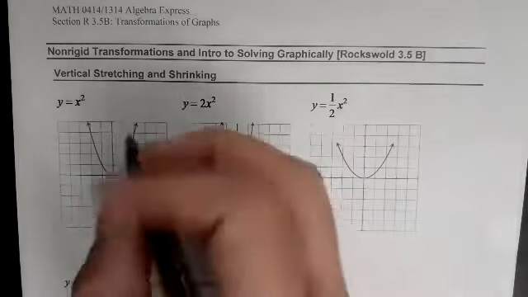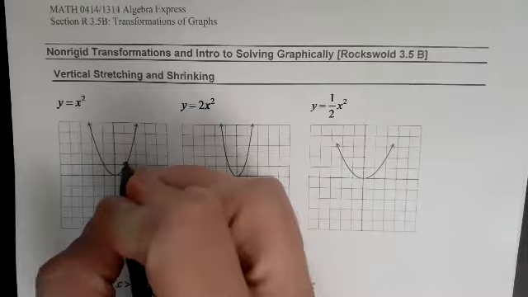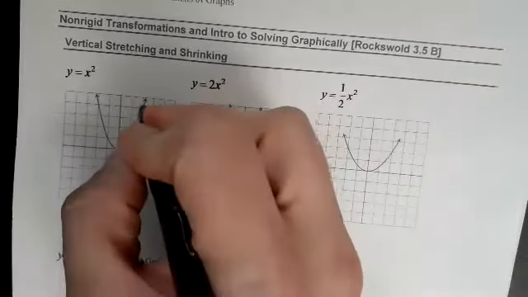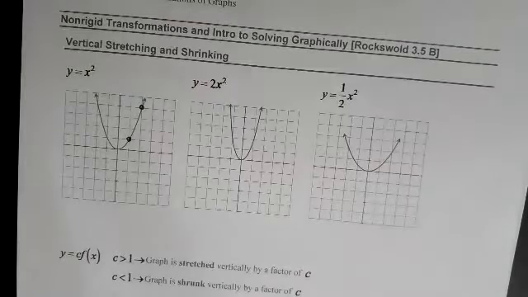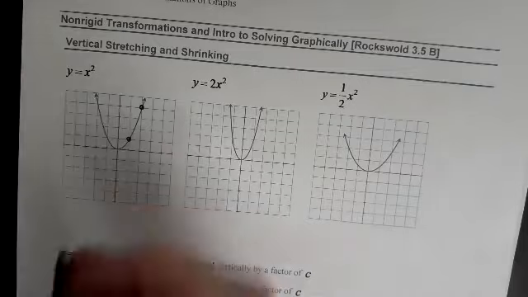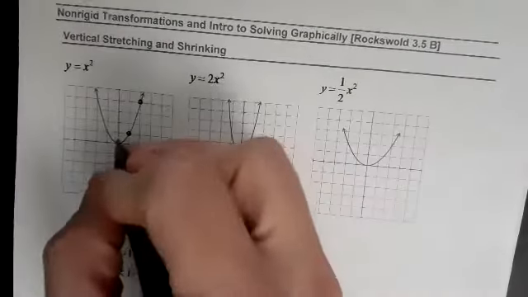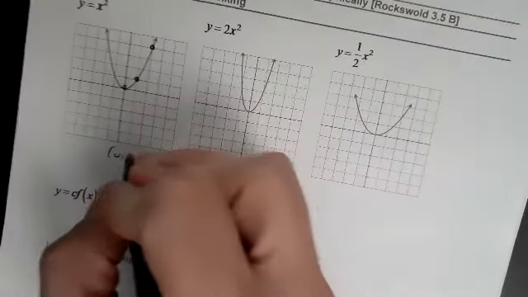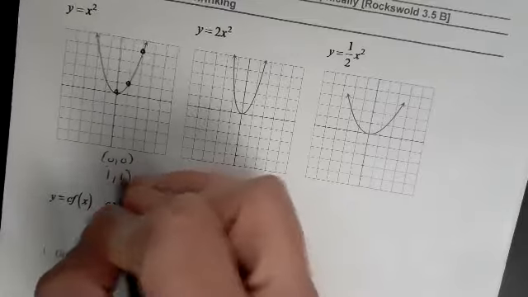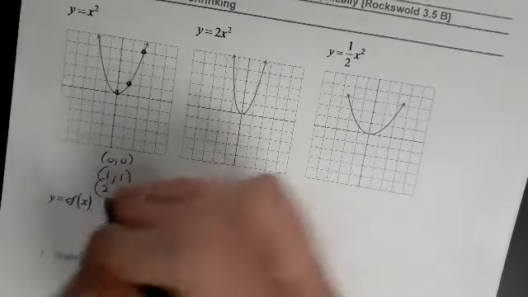So if I'm looking at this first graph, 0, 0, 1, 1, 2, 4 might be a good point. Looks sort of reflective.